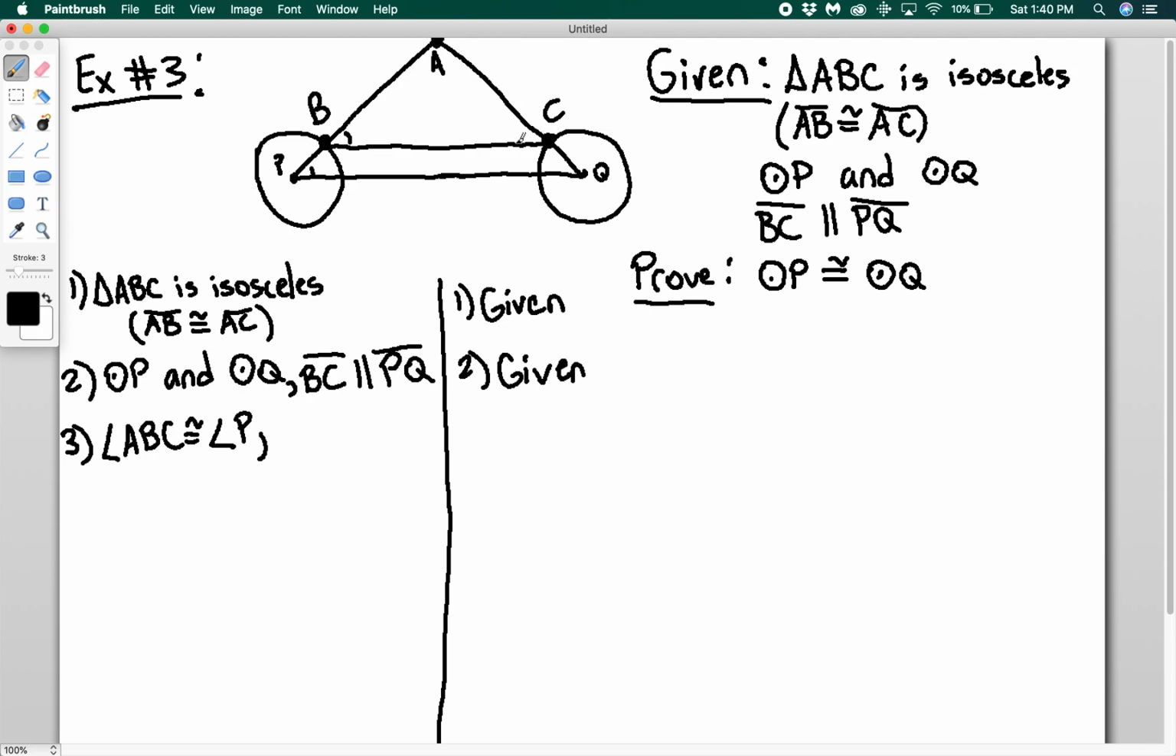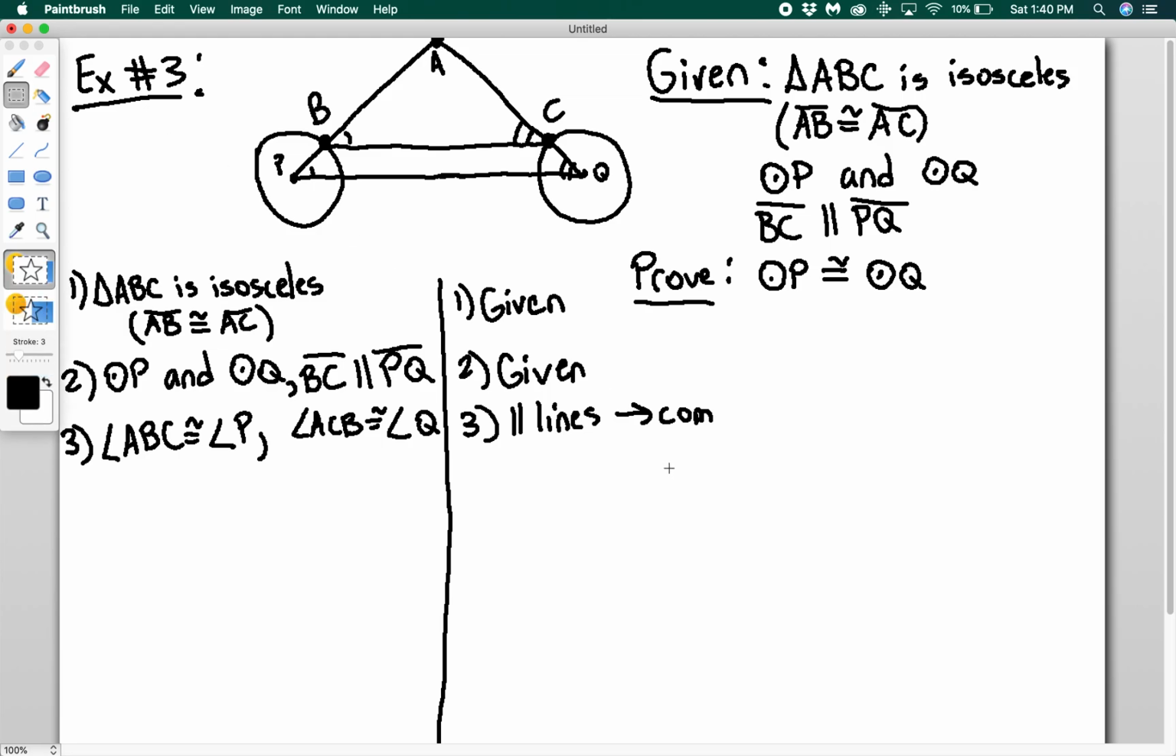And also, we can make the same argument here. We can say that these two things are the same, and also these two things are the same. So that's angle ACB is congruent to angle Q. And that is all because parallel lines have congruent corresponding angles. Okay. 4.